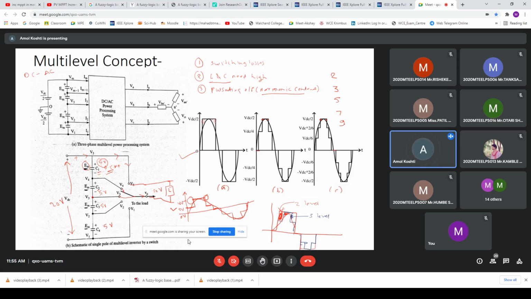To vanish this again, we need a filter which is of very small value. In that case, if we don't use the filter, sometimes that is also fine. Why? Because as we are increasing this level, we are neglecting more of the unwanted part from the output. So the purity of the sinusoidal waveform at the end of the inverter is increasing as we increase the multiple levels in the output. So that is the concept.